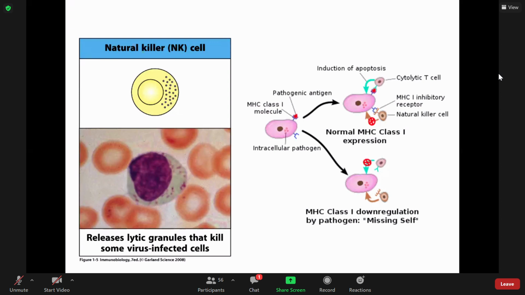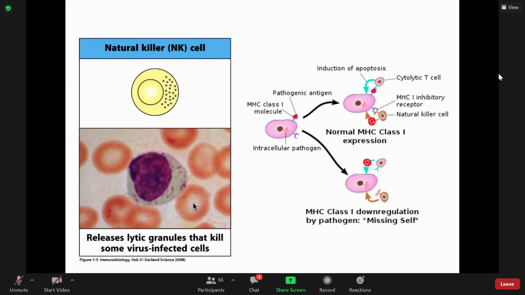Now, what are these transformed cells? These are cells which are developing into cancerous cells. And why only these two particular cell types are responsible for this activity of NK cells is more or less explained in this diagram here. Before that, how they carry out this function of killing is by releasing lytic granules.